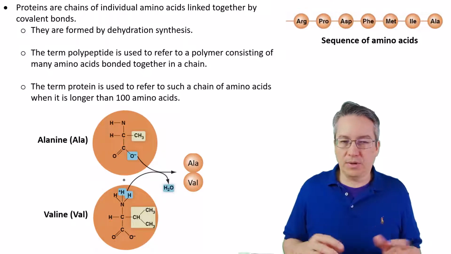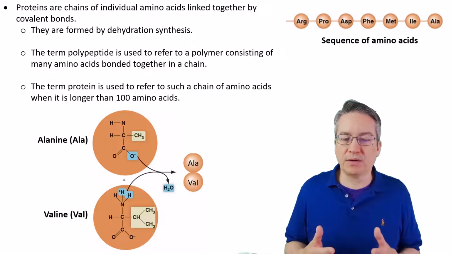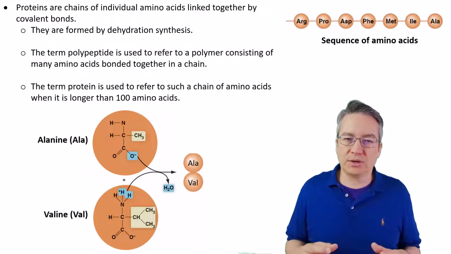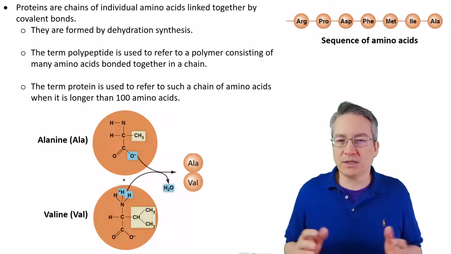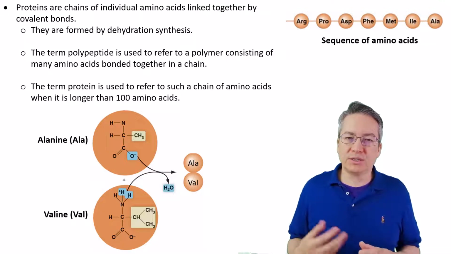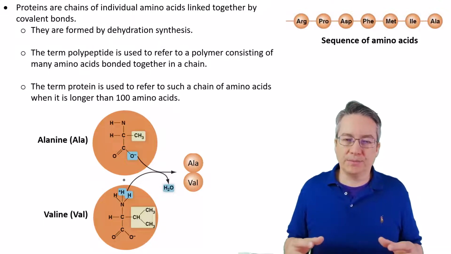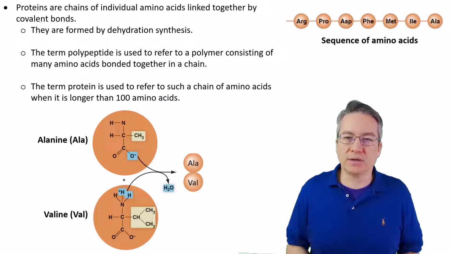And after this dehydration synthesis process happens, you now have a covalent bond between the alanine and the valine. And we're essentially starting the formation of a chain. And you can see right above me just an example sequence of amino acids. So basically you could have repeated dehydration synthesis reactions, and this chain could get longer and longer. In fact, it could be hundreds or even thousands of amino acids in length.